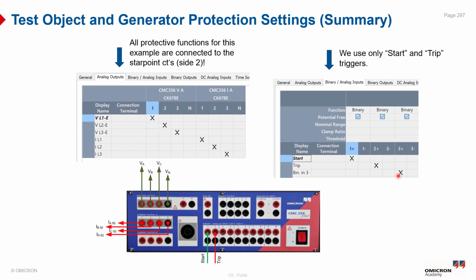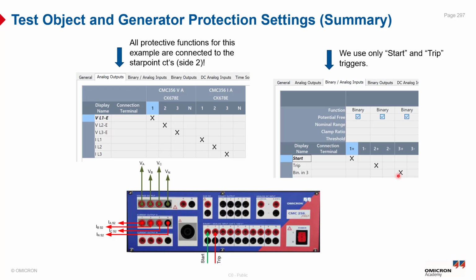Here we will talk about the hardware configuration. For the testing, we first need to adjust the hardware configuration. In our particular example, all protective functions are connected to the star point CTs, which means side 2, and we also need 3-phase voltage.